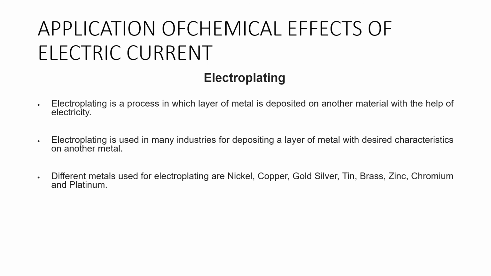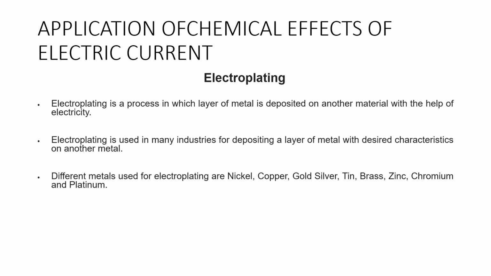Electroplating is used in many industries for depositing a layer of metals with desired characteristics. What are the characteristics? We may want to put a shiny coating over the material. We want to put a coating of a metal so that the material inside doesn't get corroded. And sometimes by this plating, the article becomes cheaper.